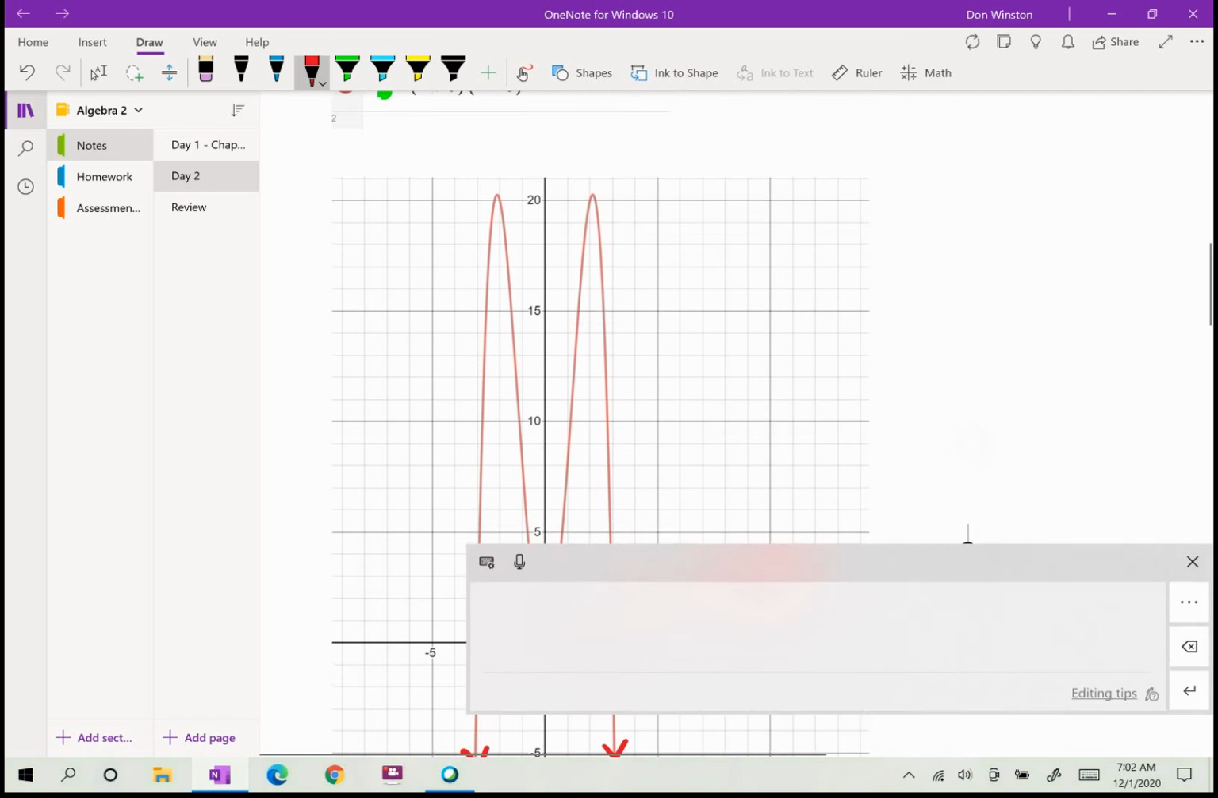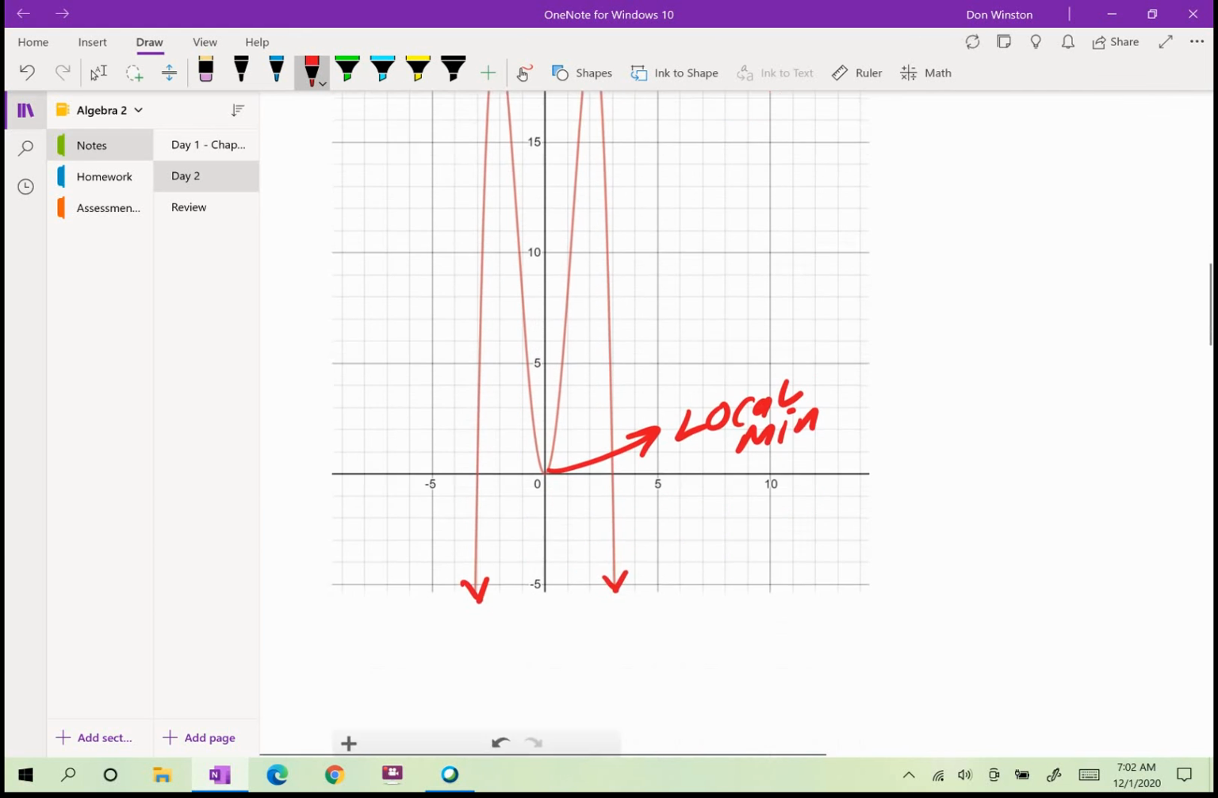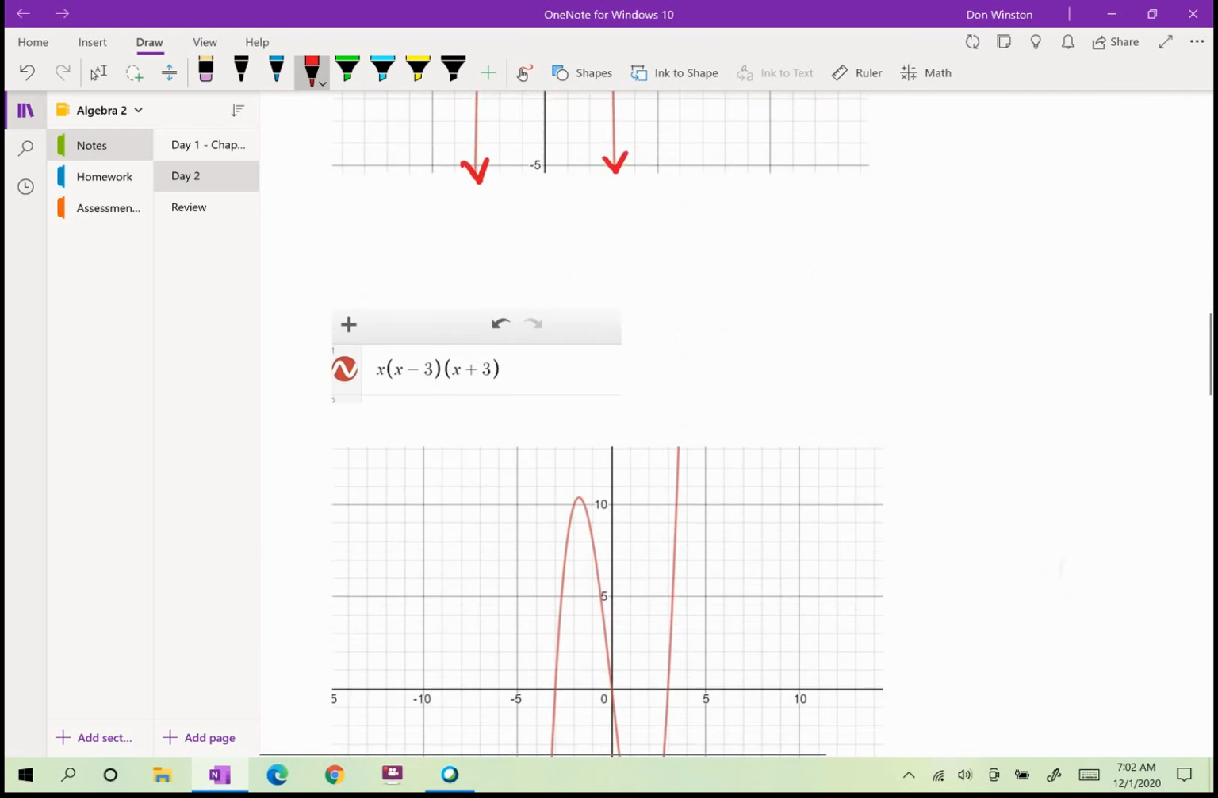Okay, but notice here that these points would now be global maximums, okay, because there's no point on that graph that is higher than those points. So that will be a global max. Local minimum. Okay, a couple more examples here.